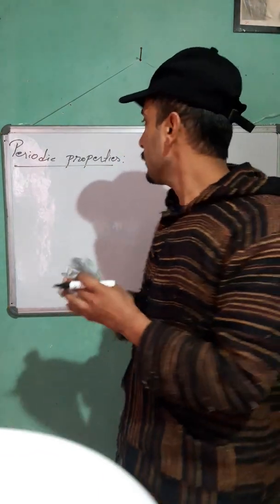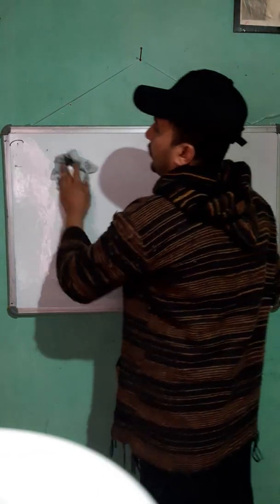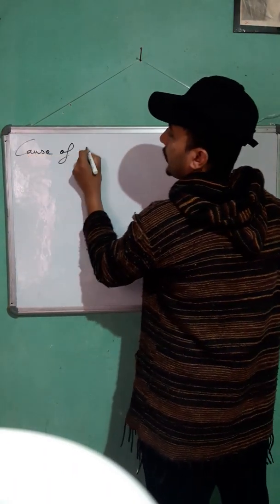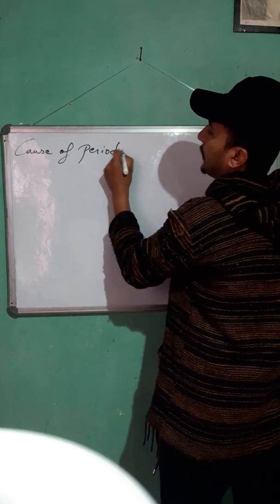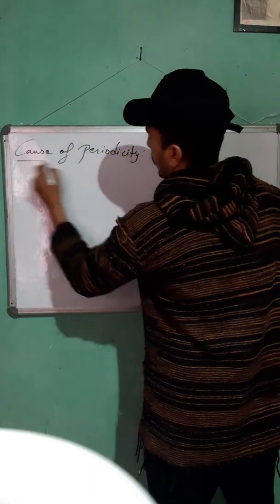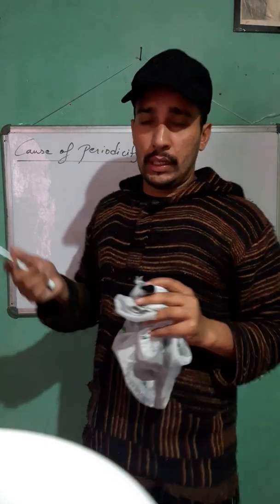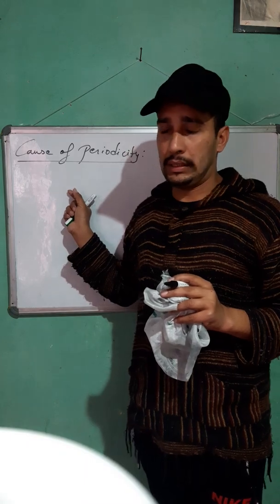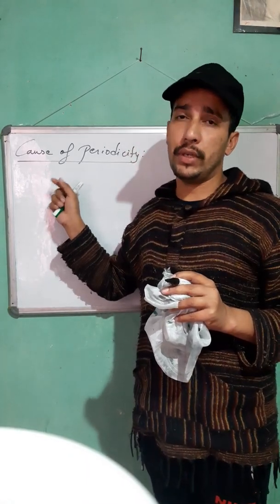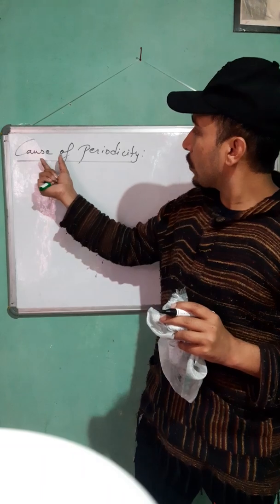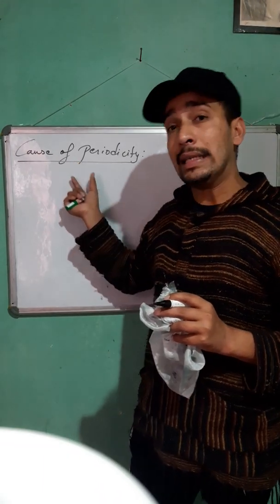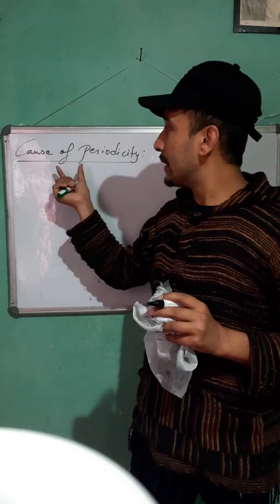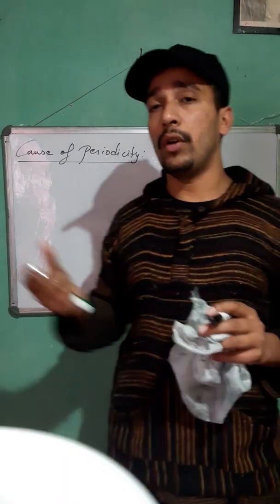Okay, next, cause of periodicity. There is repetition in the properties of an element because of similar type of electronic configuration. Okay, so the cause of periodicity is recurrence in the electronic configuration, recurrence in similar type of electronic configuration of the elements.